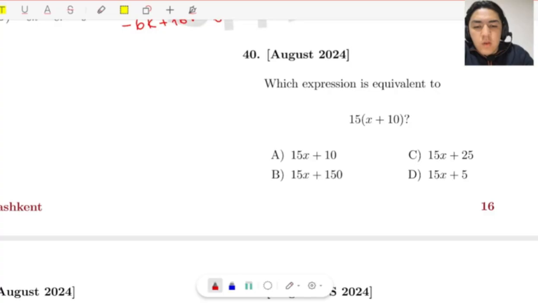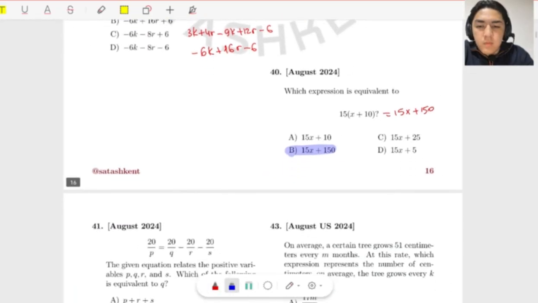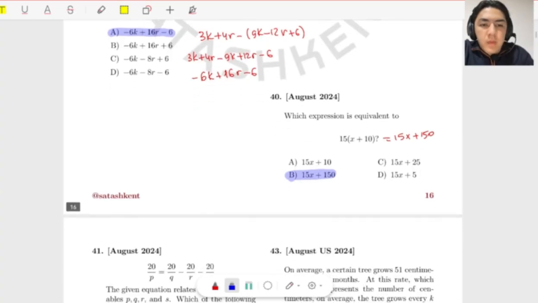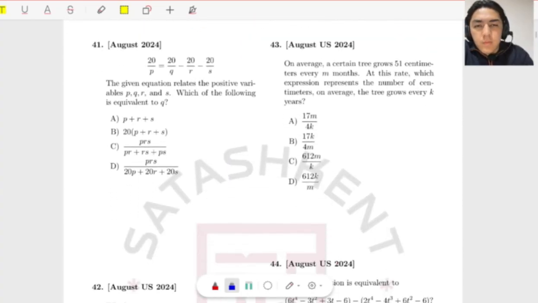Question number 40. Open the brackets. 15x plus 150. And the answer is going to be B now.